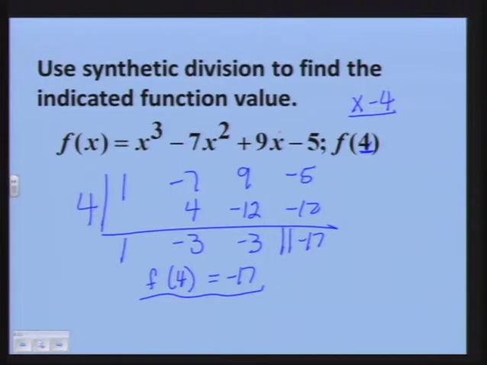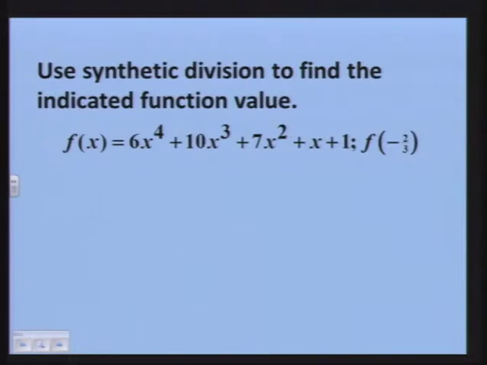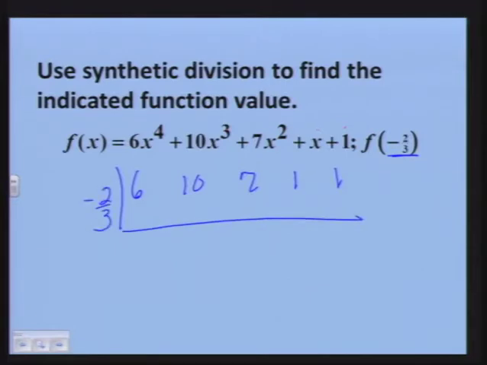Well, I wonder, can I do that with fractions? Sure. Let's look at this. Do we need a placeholder? Fourth power, third power, second power, first power, 0 power. No, we don't need a placeholder. So 6, 10, 7, 1, and 1. And we're going to run through negative 2/3. I know you're dreading it. It's not as bad as you think.